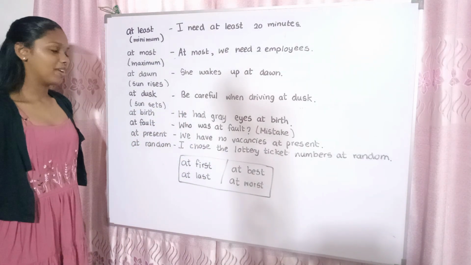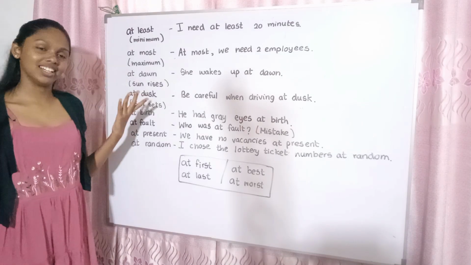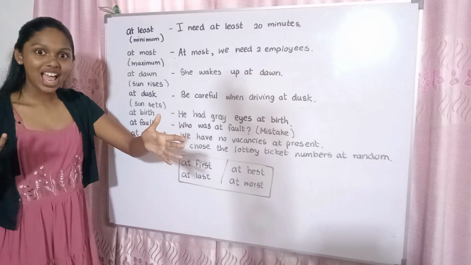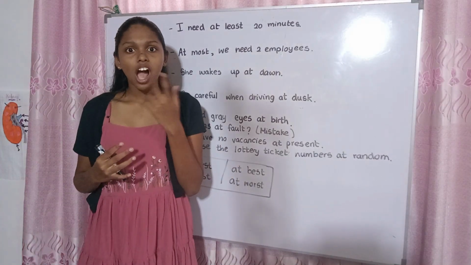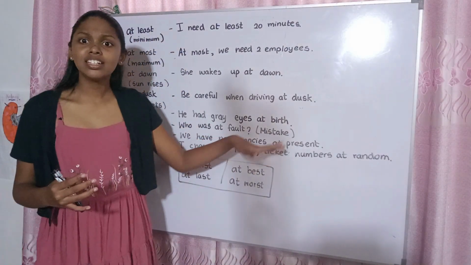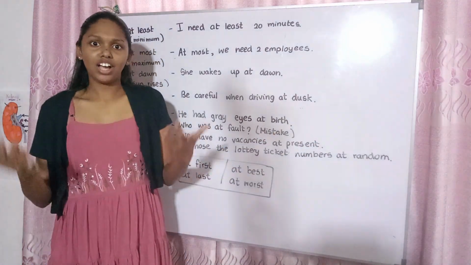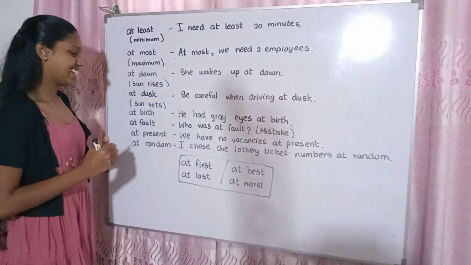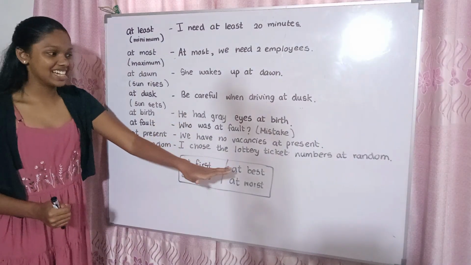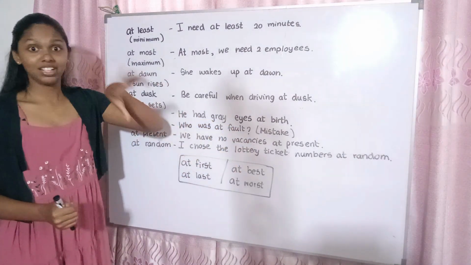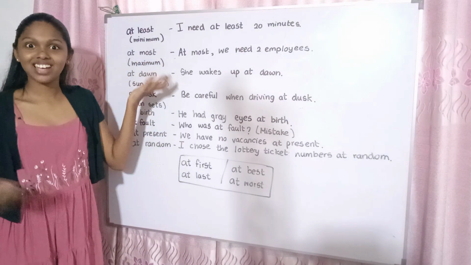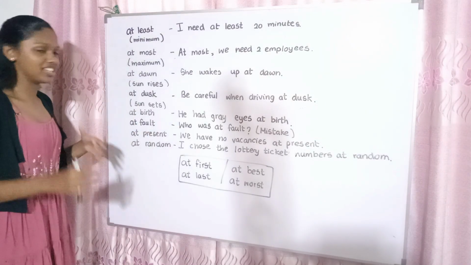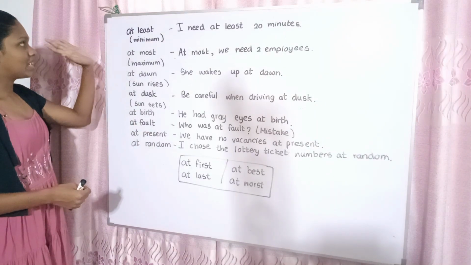At random. Maybe you went to buy a lottery ticket and you chose the lottery ticket numbers at random. And you say to a friend, hey, I chose the lottery ticket numbers at random. I just randomly picked the lottery ticket and I won it. I randomly chose it and I'm the winner. I won $10 million. It's an instance like that. At random, randomly.